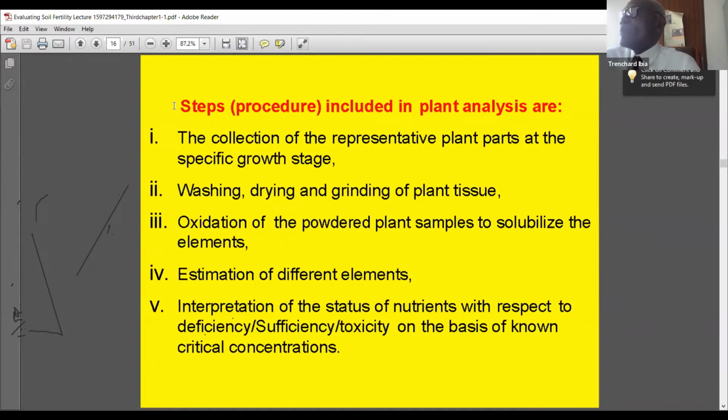And of course, interpretation of the status of nutrients with respect to deficiency, sufficiency, and toxicity on the basis of known critical concentrations. There have been established critical concentrations in plants. There have also been established critical nutrient levels in the soil. Collection and preparation of plant samples.